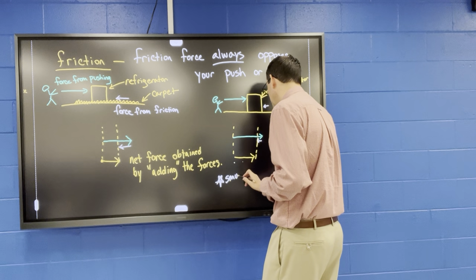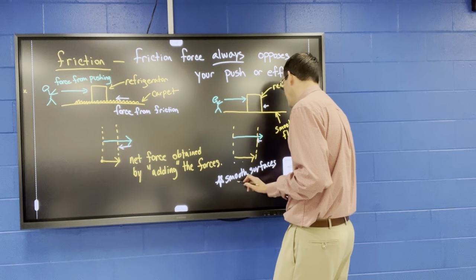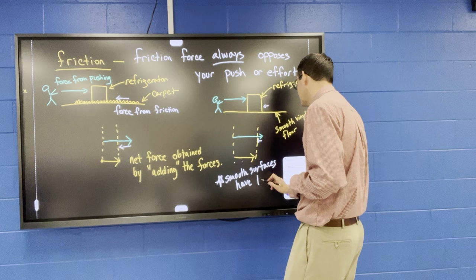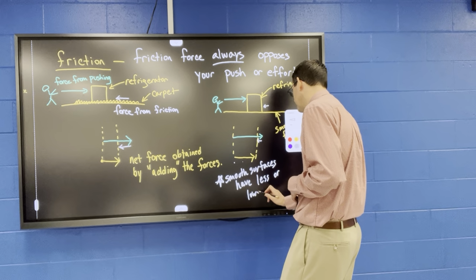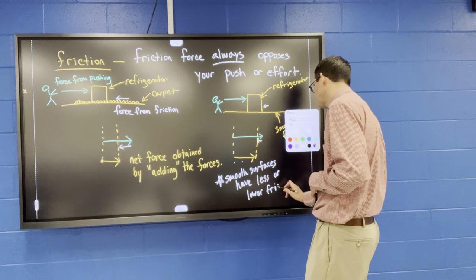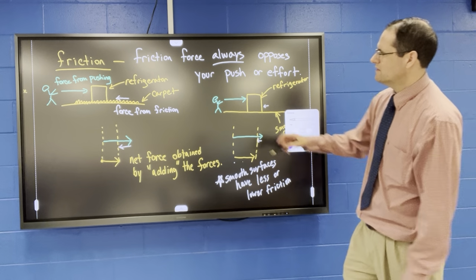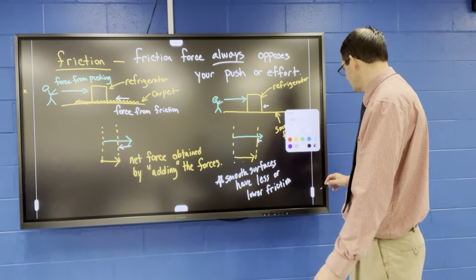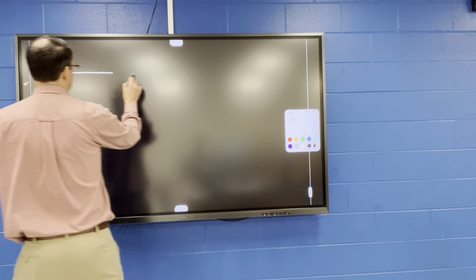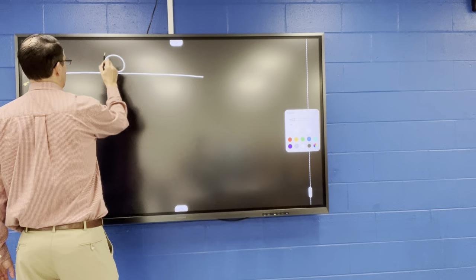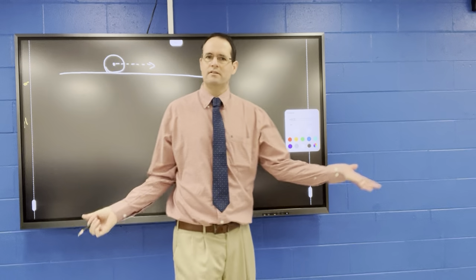Smooth surfaces have less or lower friction. Remember, friction is a type of resistance, okay? Surface resistance, okay? All right, so why does a ball come to a stop after it's rolling for a certain time period, okay?